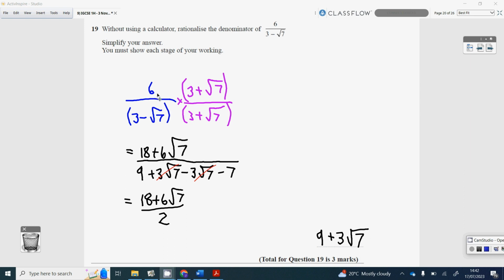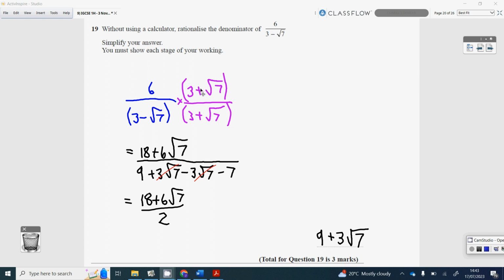So we then do our expanding. 6 times 3 is 18. 6 times root 7 is 6 root 7. Now your 4 clauses on the bottom. 3 times 3 is 9. 3 times plus root 7 is plus 3 root 7. Minus root 7 times 3 is minus 3 root 7. And the fourth clause, minus root 7 times plus root 7 is minus root 49, which is minus 7.